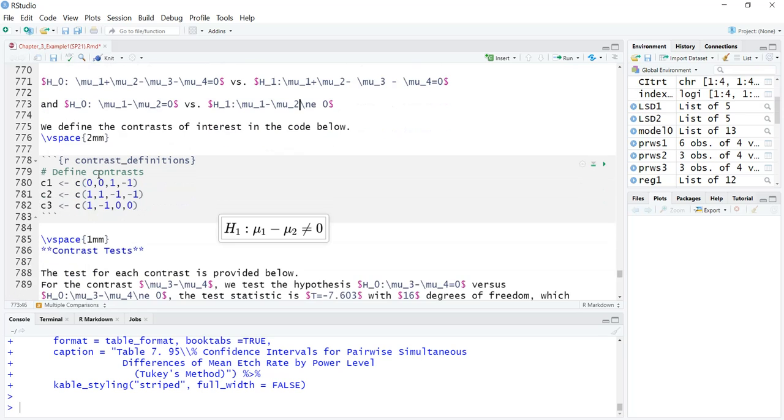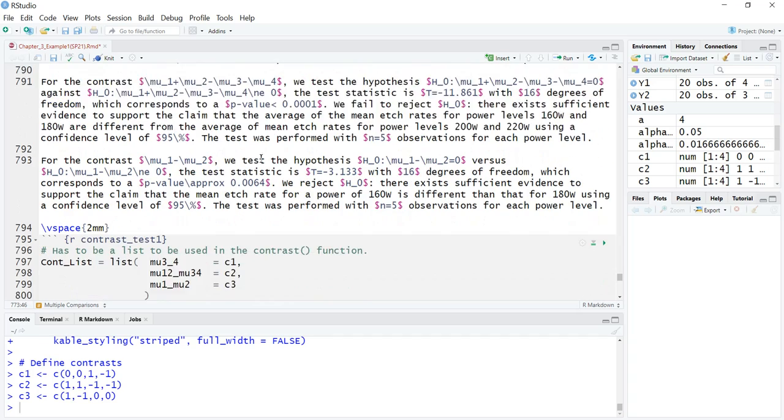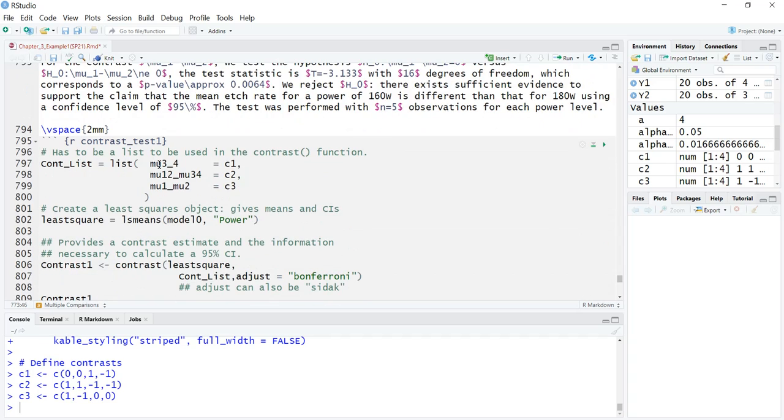So there's the 3. So here are the contrasts defined here. We have to run this code. And so then we run this code, and I've got mu34, that's the name of it, is equal to C1. I have to give it a name, how I want this to print out. Mu12 minus, or mu12 underscore mu34.